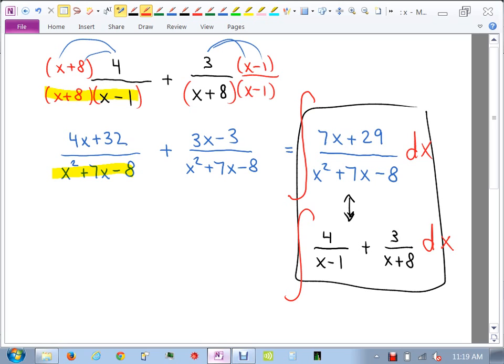4 ln|x minus 1| plus 3 ln|x plus 8| plus C. We're done, right? So that bottom integral is nice, easy to do, relatively speaking. But the one on top, the blue one, is harder. But we know that the blue turns into the black. We just turned the black into the blue, didn't we? We need to go from blue to black, not black to blue. So how do you go from blue to black?